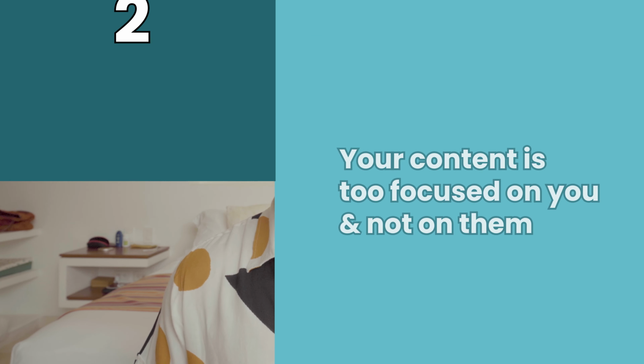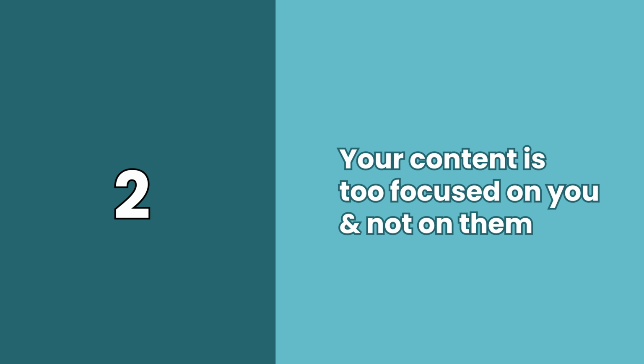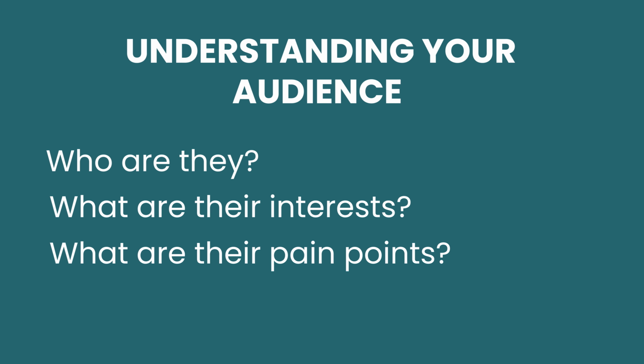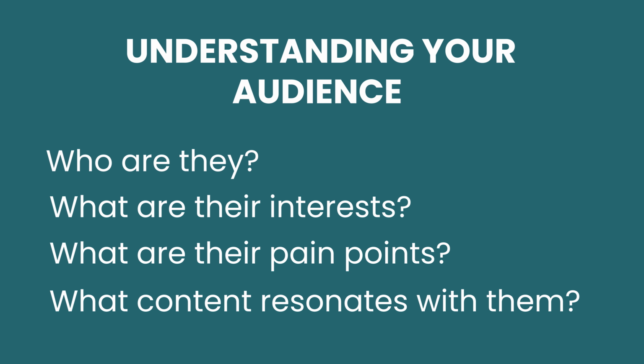Mistake number 2, your content is too focused on yourself and not on your audience. Another key element for a successful content strategy on Instagram is to understand your audience at a deeper level. Who are they? What are their interests? What are their pain points? What type of content do they engage with the most? By understanding them better, you'll be able to create content that resonates with them. Remember that you are creating content to serve and help your audience, not your ego.